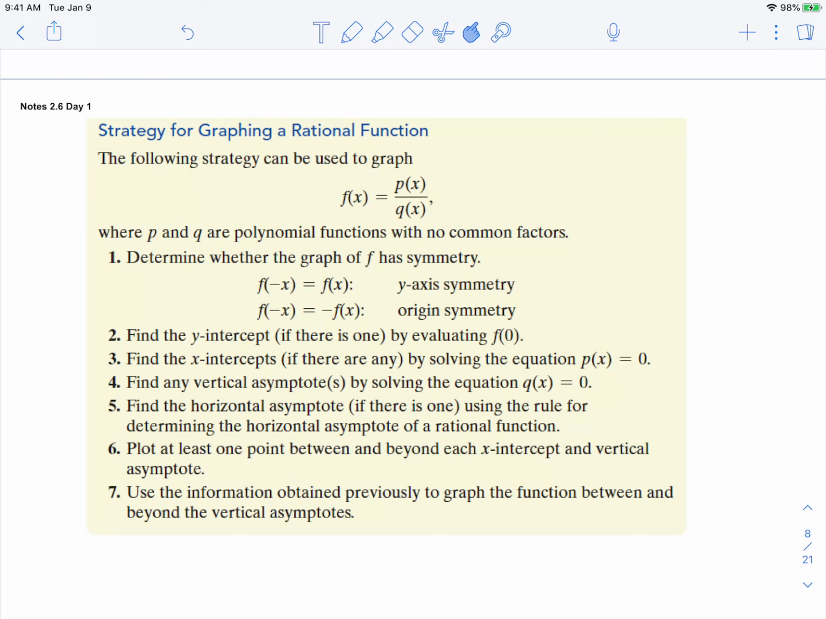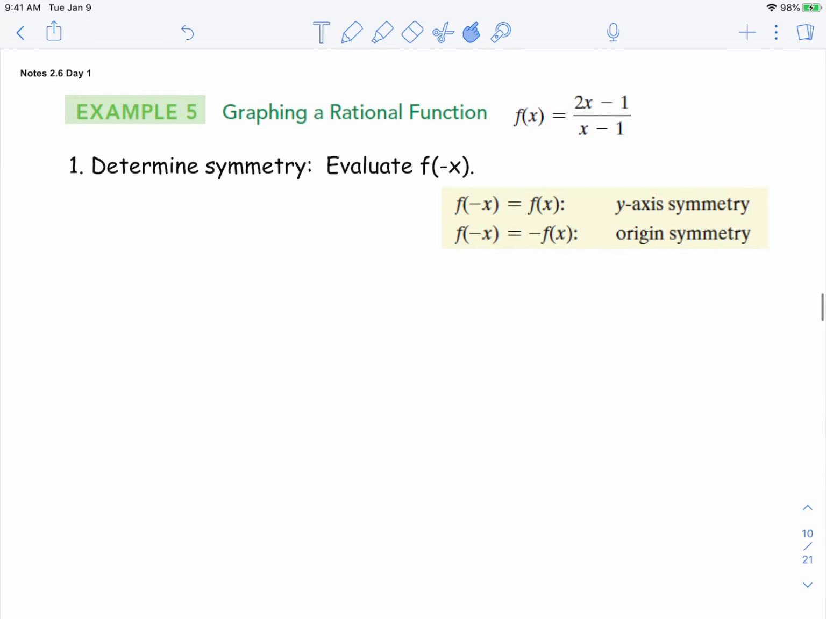All right, here's our first example of graphing a rational function. We'll be following these 7 steps below, so pause if you'd like. Here is our first example. We have a rational function f of x equals 2x minus 1 divided by x minus 1.